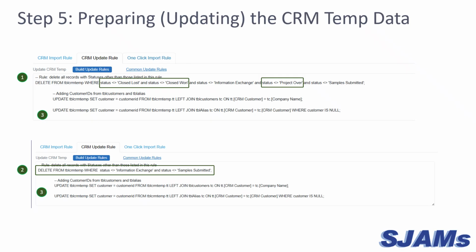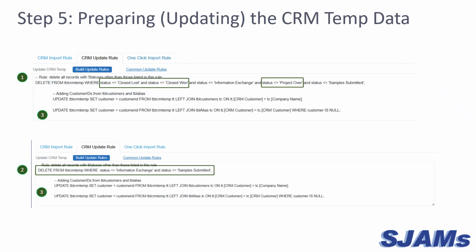Figure 1. The update rule will fill with the basic update rules. The basic update rules perform the following operations. Delete from the CRM temp opportunity table the statuses which you do not want imported into the main opportunities table. In the example above, we would expect to delete any records with the statuses in the highlights, such as Project Over, Closed Lost, or Closed Won, but keep the statuses such as Information Exchange and Samples Submitted. Let's show you how it's done.